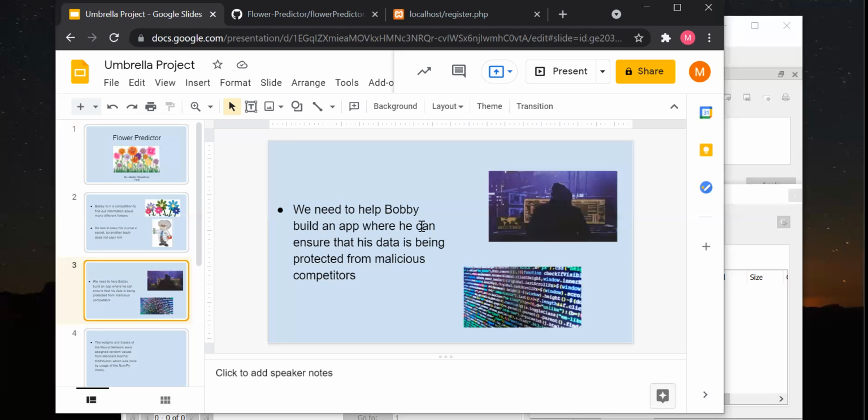Here's the way that Bobby's going to do it. So Bobby is going to be given the length of a flower and the width of a flower, and he wants to be able to say what kind of flower it is. Is it a blue flower or is it a red flower?